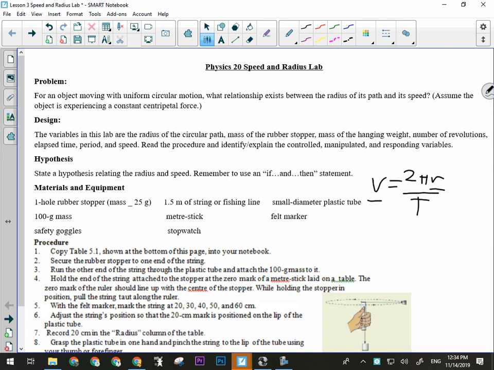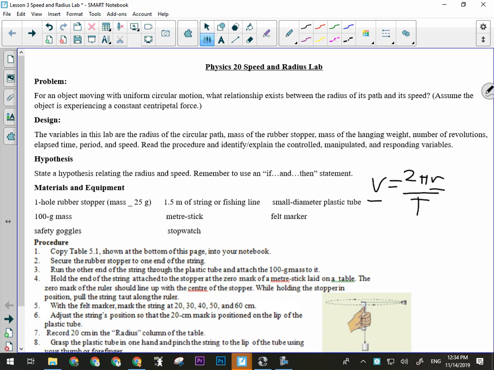So in this lab, we're going to be using an apparatus kind of like what you see in that picture. They're these highly technical things that Mr. Dickey and myself built. They're a tube, and they have a string run through the tube. On one end of the string is a rubber stopper, and on the other end of the string will be a mass.